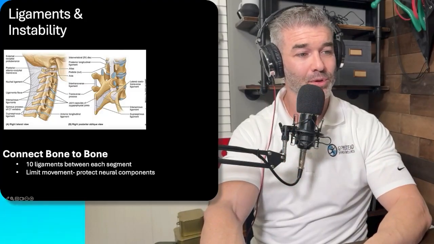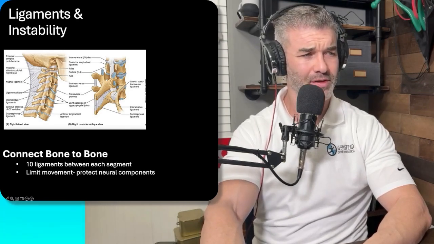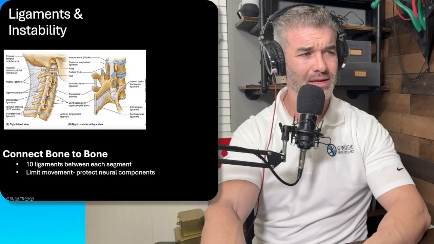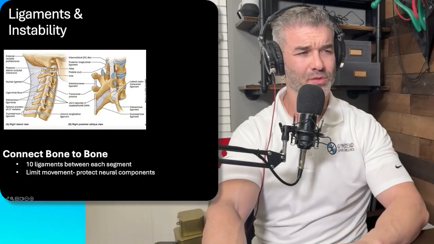These limit movement. They protect the neural components like the spinal cord and the spinal nerve root. If you can see with my cursor here, the spinal cord fits right behind those vertebral bodies. There's a canal, there's a hole. If you look over on this one, you'll see there's a hole.